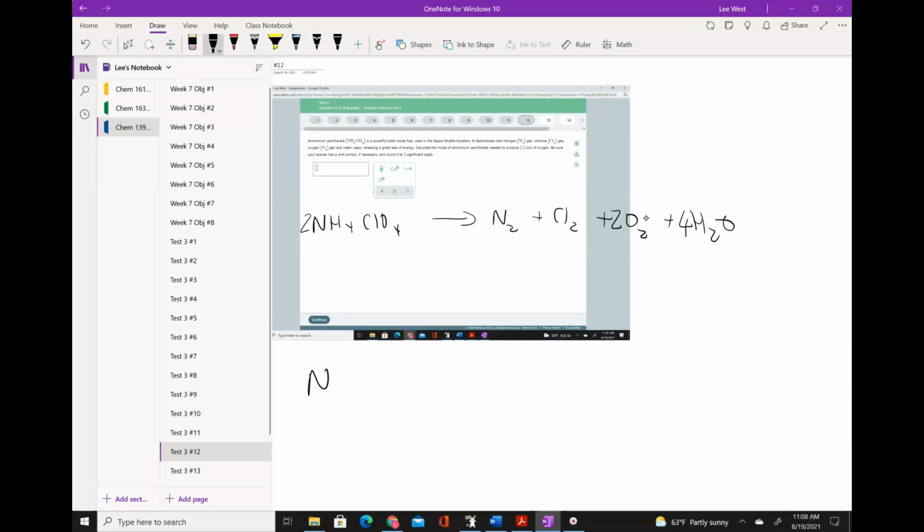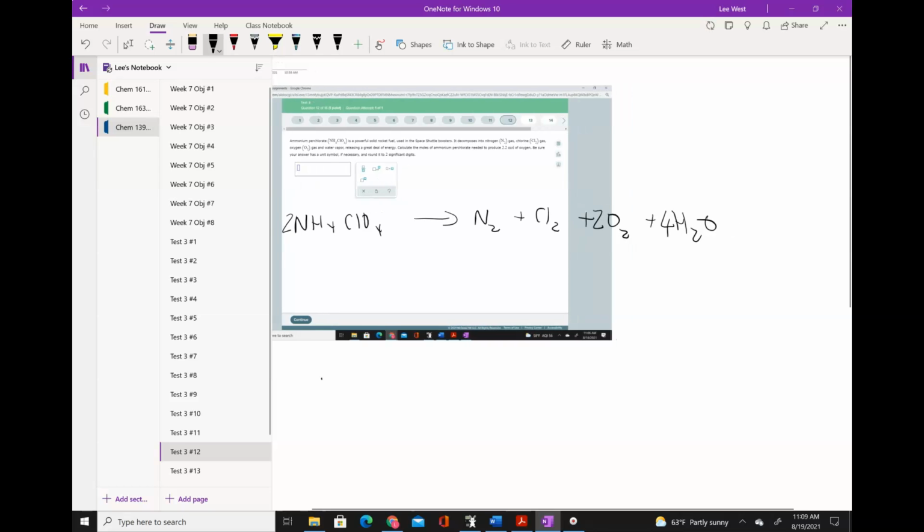So let's see what we've got. Nitrogens, 2 on the left, 2 on the right, they are good. Hydrogens, we've got 8 on the left, 4 times 2, 8 on the right, so they are good. Chlorines, we have 2 on the left and 2 on the right. And then finally oxygens, 2 times 4, that's 8, and then 2 times 4, that's 8 on the right. So that is a balanced chemical equation for this decomposition. Okay, so now what do we got?